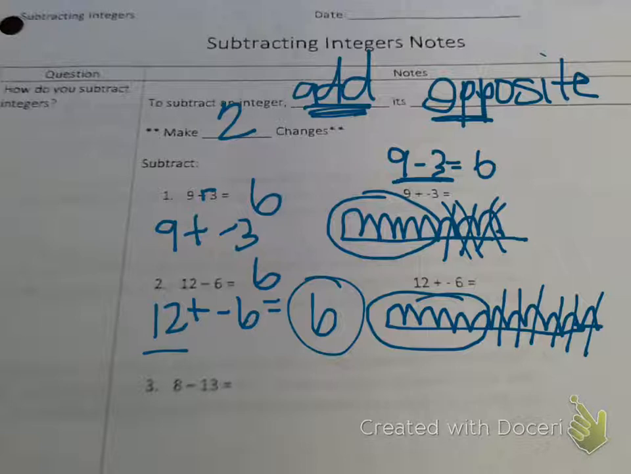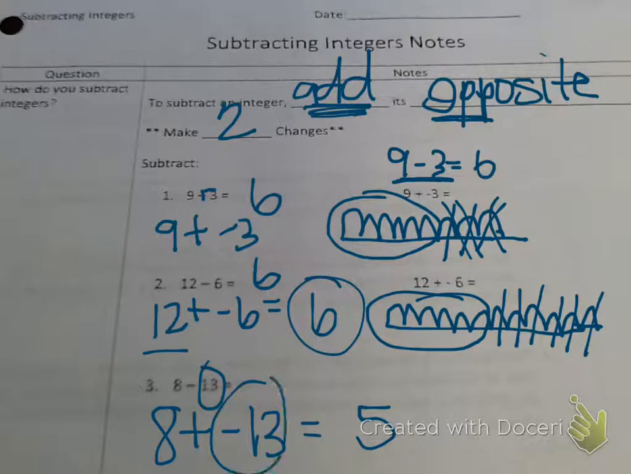So on number 3, you can use any strategy you'd like. The fastest thing to do is always going to be to know the rules of adding and subtracting integers. So if we know that we're adding the opposite of 13, 13 minus 8 is 5. The 13's bigger, so it has to be negative 5. That's always going to be your fastest way.